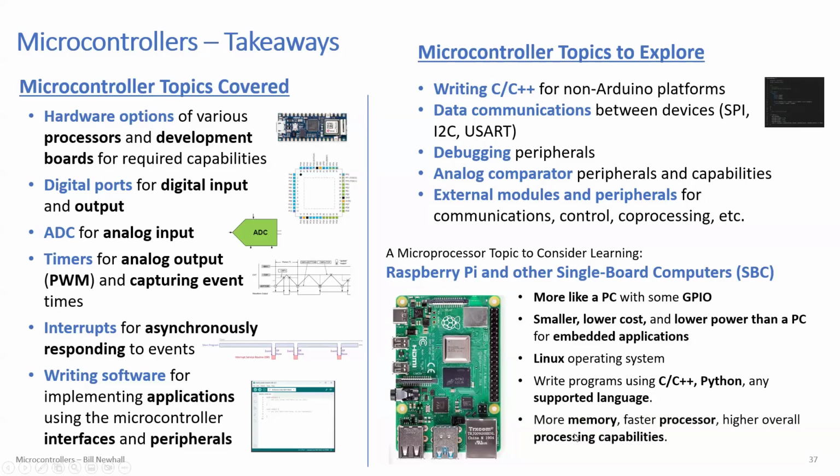They typically have a lot more memory. You're not talking about K of memory; you might be talking about gigs of memory. They have a faster processor for doing computations typically, although you might be able to time some more precise events with microcontrollers. But overall, if you have to do a lot of processing and less sensing and controlling, you might want to use a microprocessor like the Raspberry Pi or other SBCs, single board computers.